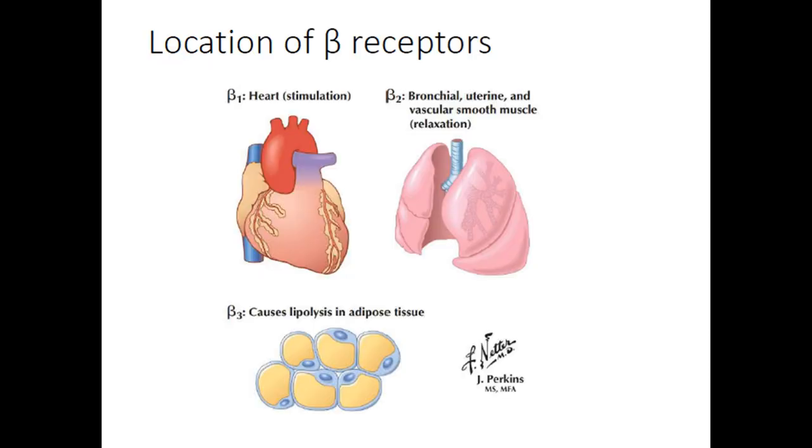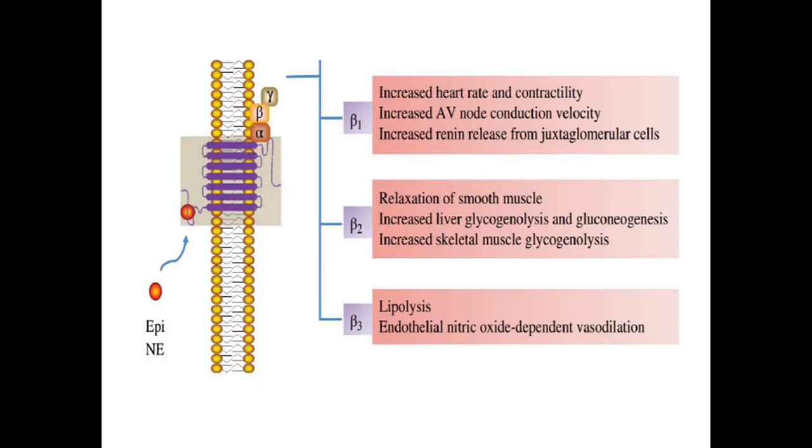So here you can see that beta 1 causes heart stimulation, beta 2 causes bronchi, uterine and vascular smooth muscle relaxation, and beta 3 causes lipolysis in adipose tissue. These are the actions of adrenaline and noradrenaline on the beta receptor. So how do they work? Norepinephrine or epinephrine act through the G protein coupled receptor pathway. So what happens if they bind to the beta 1 receptor?